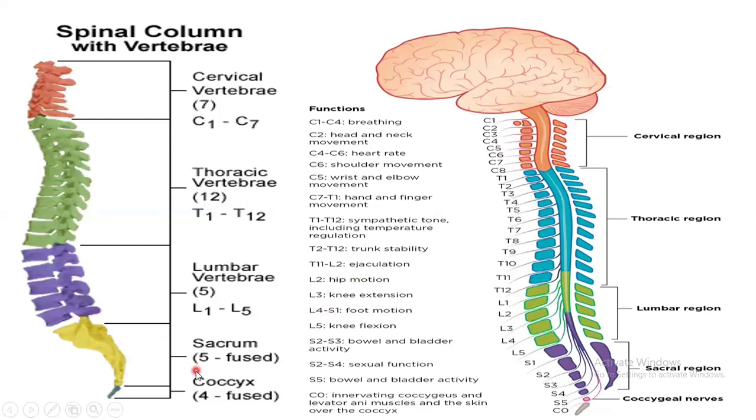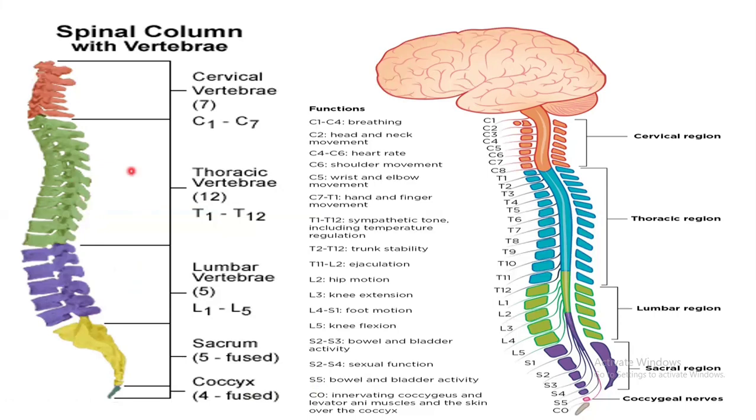The sacrum is formed by the fusion of five bones. S2 to S3 are helpful for bowel and bladder activity, S2 to S4 for sexual function, and S5 is helpful for bowel and bladder activity.